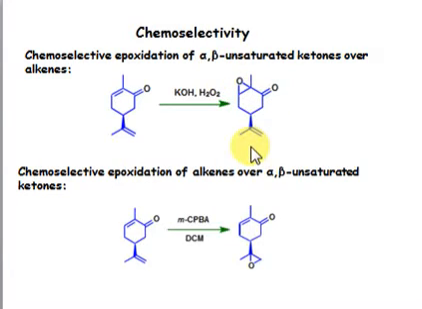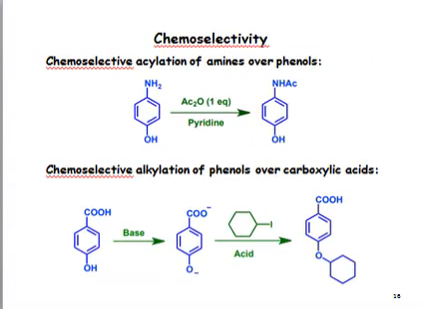But if you want to epoxidize this simple alkene, then what you use is metachloroperbenzoic acid, simply called MCPBA. So MCPBA stands for metachloroperbenzoic acid. In the presence of dichloromethane as a solvent, this reaction works well, and you can epoxidize a simple alkene in preference to the double bond of the alpha-beta unsaturated system, right?